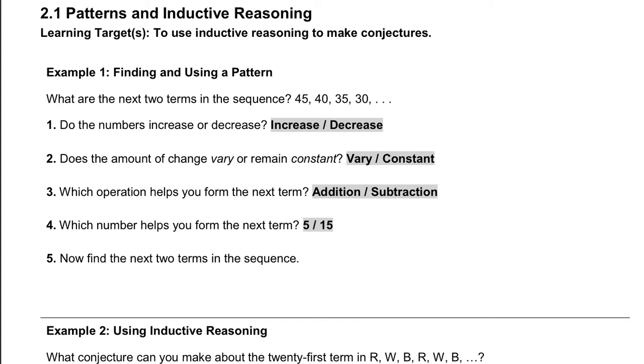If we look at number 1, it says, do the numbers in this pattern increase or decrease? They're going from 45 to 40 to 35 to 30. These numbers decrease. So you can circle that, you can highlight it, whatever you choose. Number 2 says, does the amount of change vary or does it remain constant? Well, since this is going down by 5 from term to term, that amount of change remains constant.